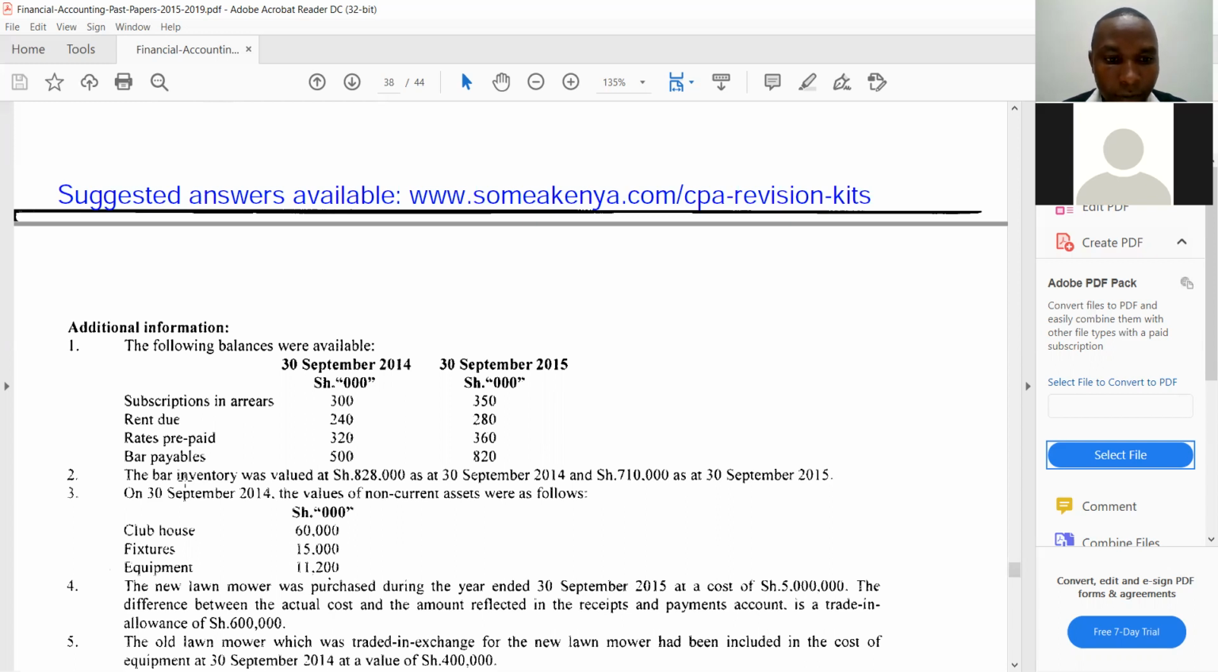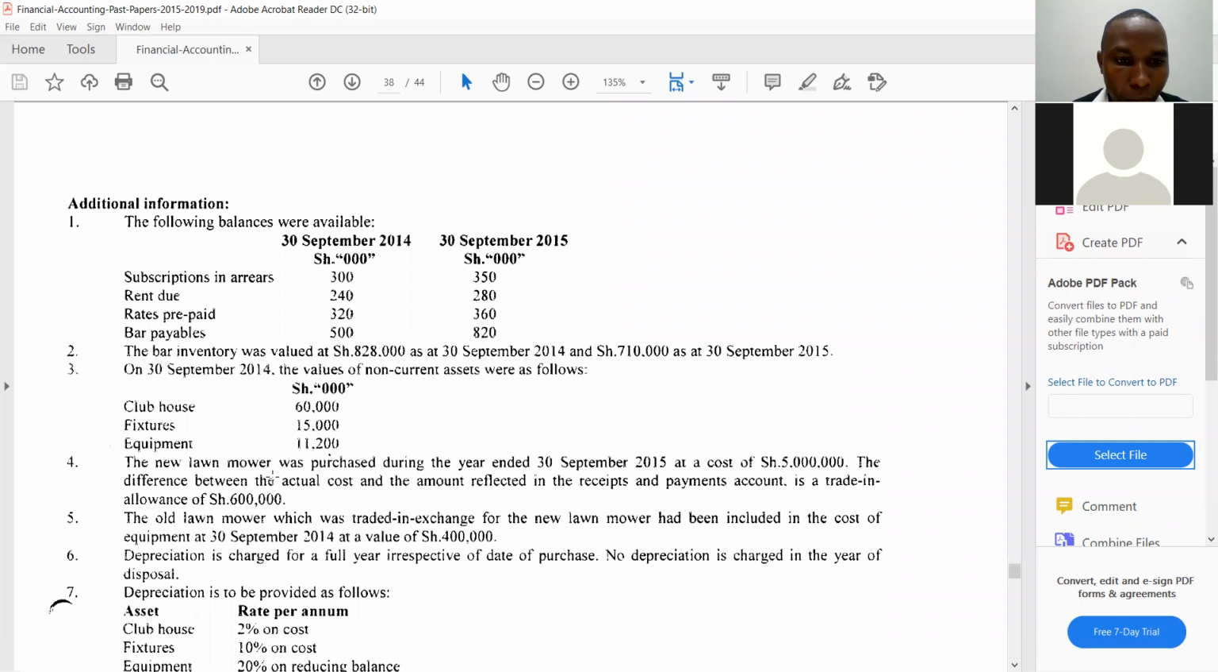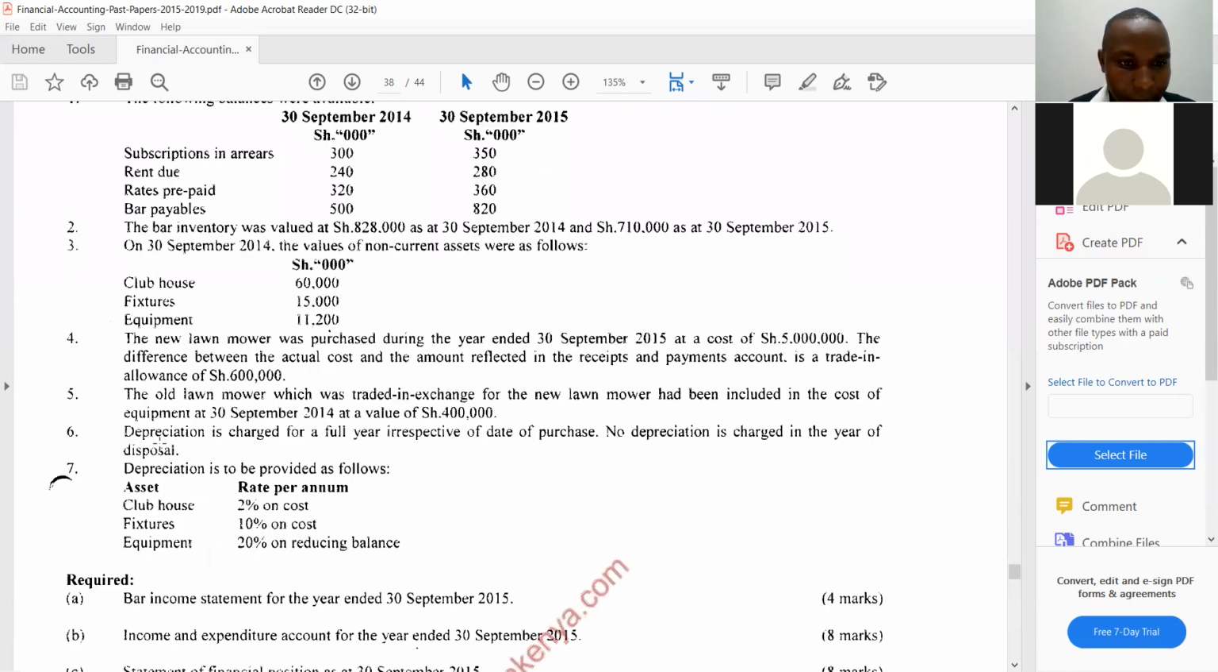Note number 3, on the 1st September 2014, the value of non-current assets was as follows. We have clubhouse, fixtures, and equipment. Note number 4, the new loan mower was purchased during the year ended 1st September 2015 at the cost of 5 million. The difference between the actual cost and the amount reflected in the receipts and payments is the rate in allowance. Do you still remember how we do it? Note number 6, depreciation is charged for a full year irrespective of the date of purchase. No depreciation is charged in the year of disposal. And depreciation is to be provided as follows.